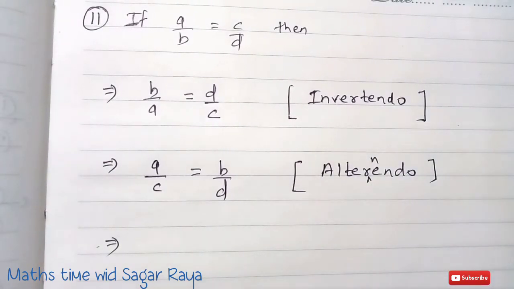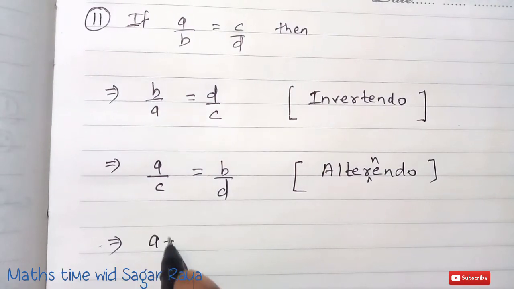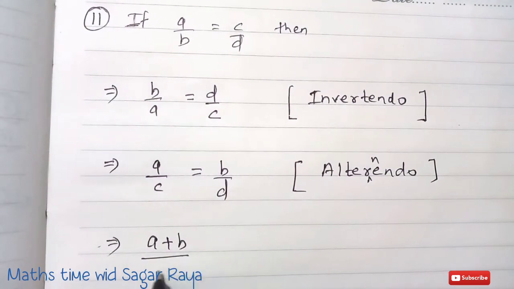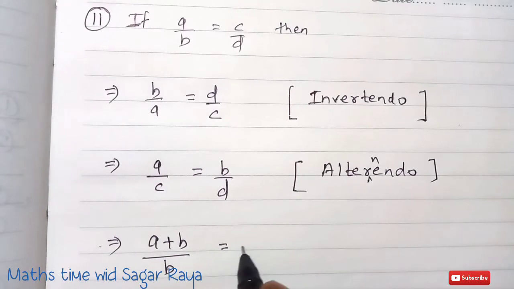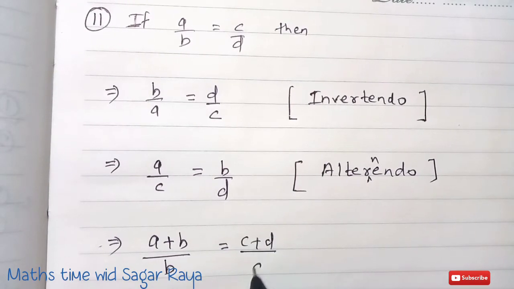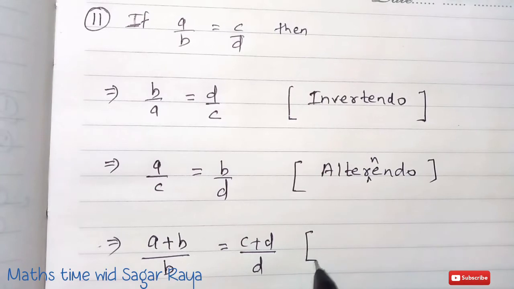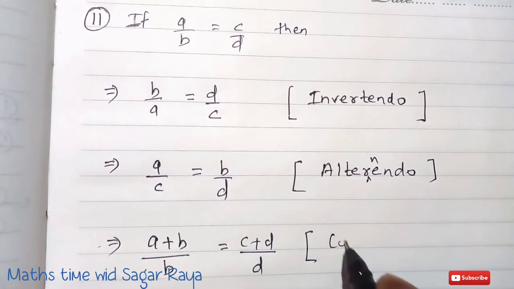If a by b is equal to c by d, then a plus b by b is equal to c plus d by d, and this relation is known as componendo.